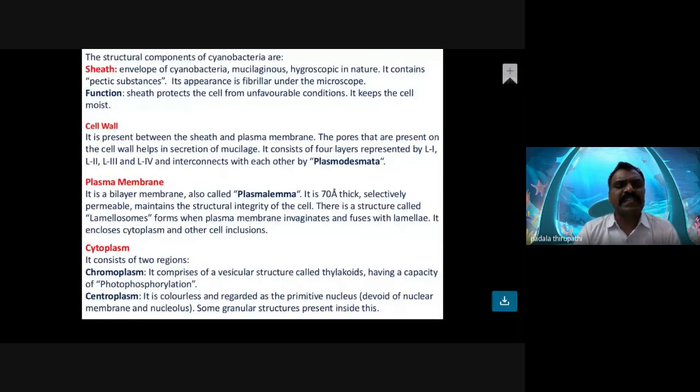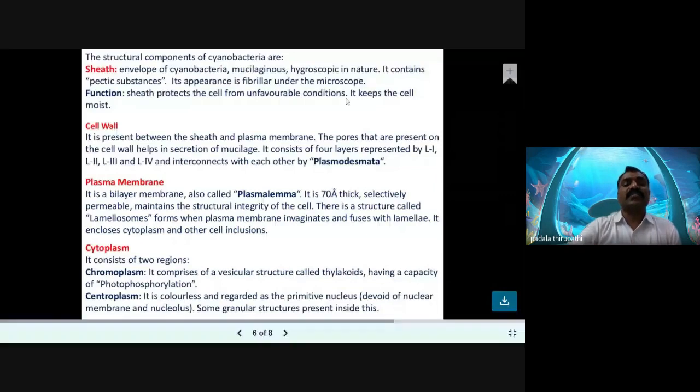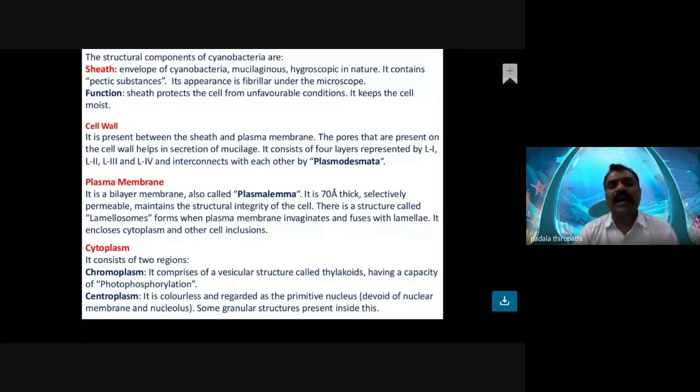And the next point is the plasma membrane. The next part of the cell is the plasma membrane. This plasma membrane is a bilayered membrane, and its thickness is 70 angstrom units. Then, my dear friends, remember all plasma membranes are selectively permeable or semi-permeable membranes. So this maintains the structural integrity of the cell.